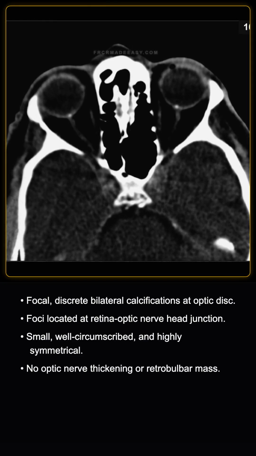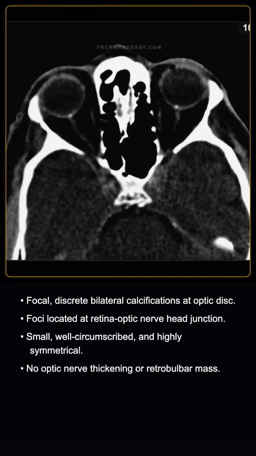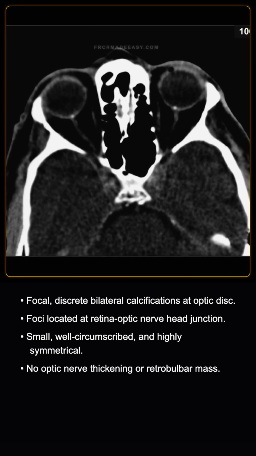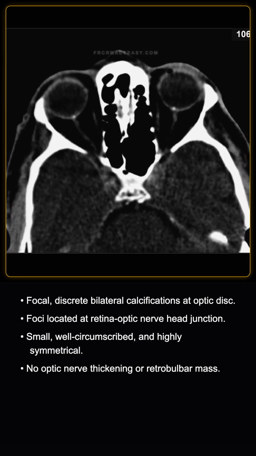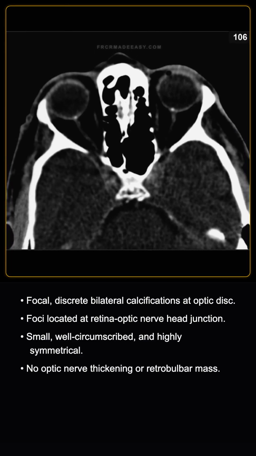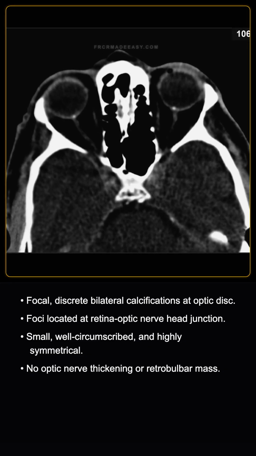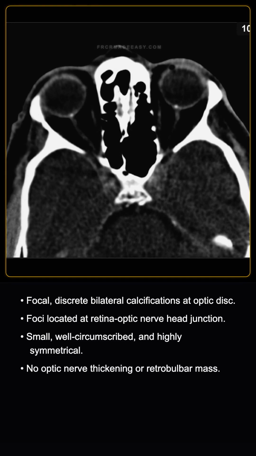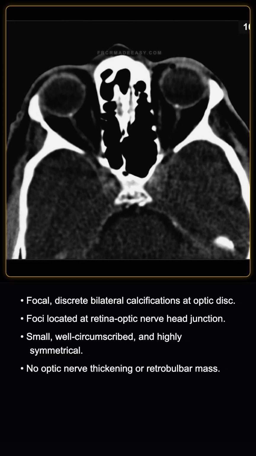the axial, unenhanced CT image through the orbits demonstrates focal, discrete, bilateral calcifications. These calcific foci are situated precisely at the point of union of the retina and the optic nerve head. The calcifications are small, well circumscribed, and located symmetrically in both globes. There is no associated thickening of the optic nerves, abnormal retrobulbar soft tissue mass, or orbital bony destruction.